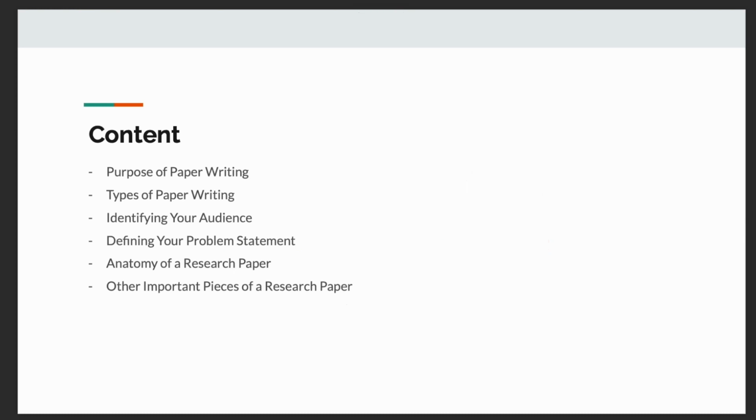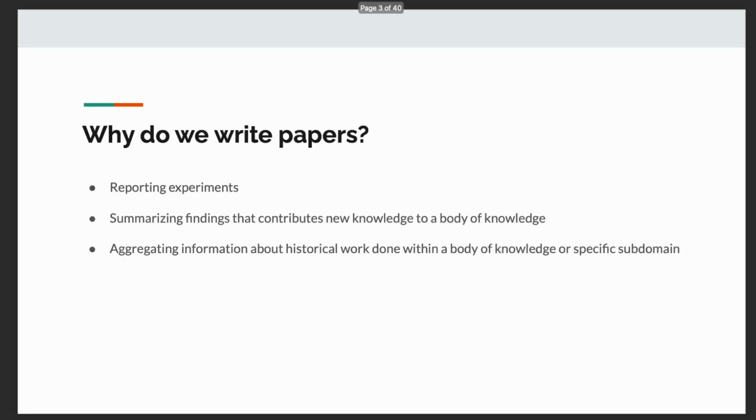So, a quick overview of the content of the workshop here. We will be covering the purpose of writing a paper. So, why do we write papers in the first place? The types of paper writing. So, there are a couple of formats we need to know before we write a paper. Identifying who your audience is, which is also very important. Defining your problem statement, anatomy of a research paper, which is the crux of the material here, and other important pieces of a research paper. So, yep, let's dive into it.